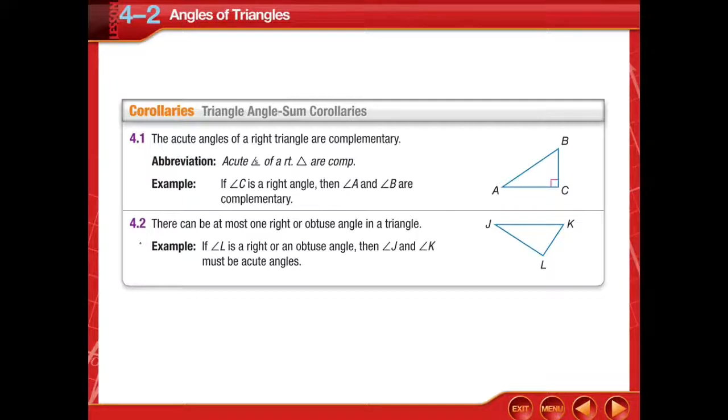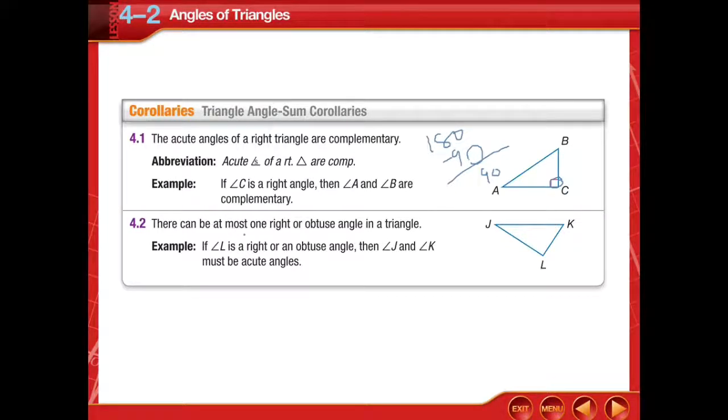Corollaries are statements that are true that relate to a previous theorem. The triangle sum corollaries are a direct relationship to the fact that there are 180 degrees in a triangle. The acute angles of a right triangle are complementary. Well, if this is 90 degrees and I have 180 degrees in a triangle, 180 minus this right angle, which is 90, gives me 90 degrees. So that means A and B have to add up to 90, which makes them complementary.